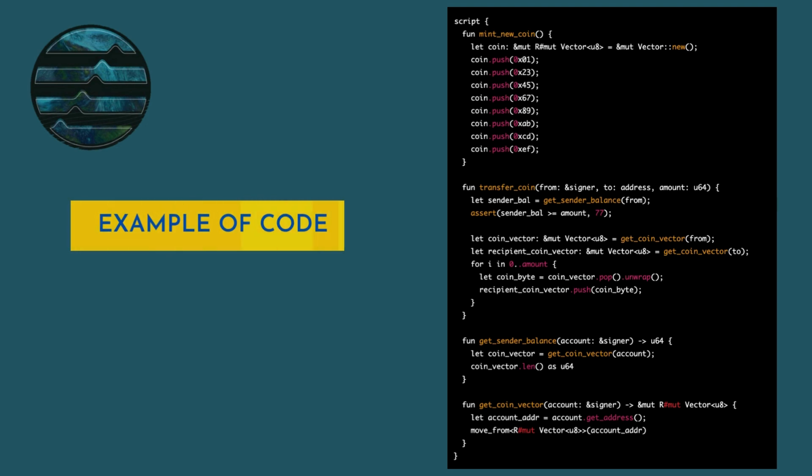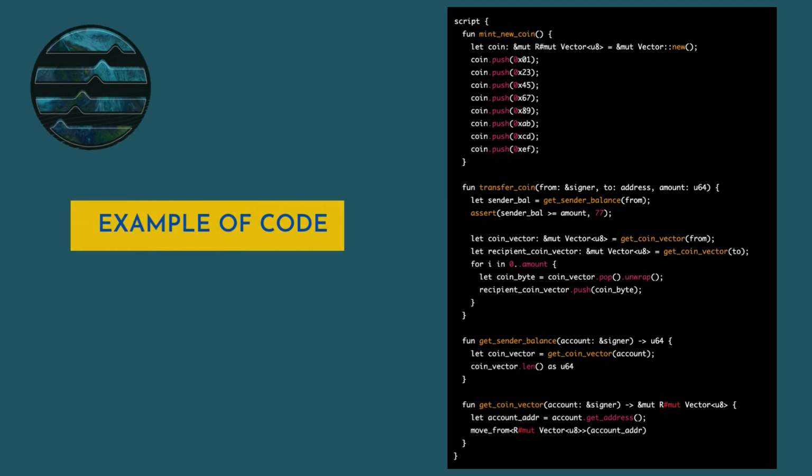The mint_new_coin function creates a new instance of the custom coin, represented as a vector of bytes. The transfer_coin function transfers a specified amount of the coin from one account to another. The get_sender_balance function retrieves the current balance of the sender's account. This is just a simple example of the kind of code that can be written in Move.